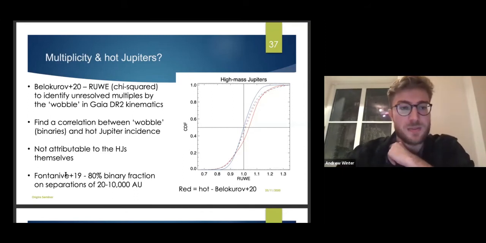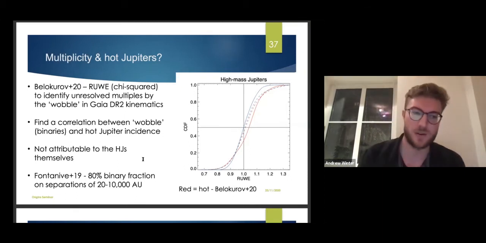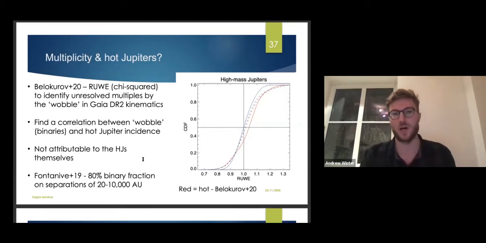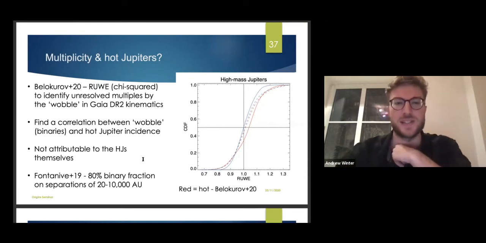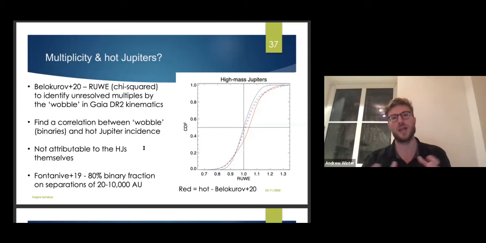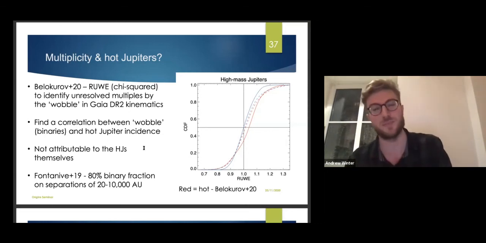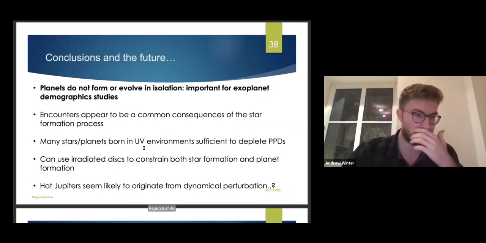There's also a study by Fontanive et al. last year, and they found an 80% binary fraction for hot Jupiter hosts with wide separations of 20 to 10,000 AU. So this is really indicating that dynamics seem like a really promising avenue down which hot Jupiters may be formed. So I'll just briefly conclude.